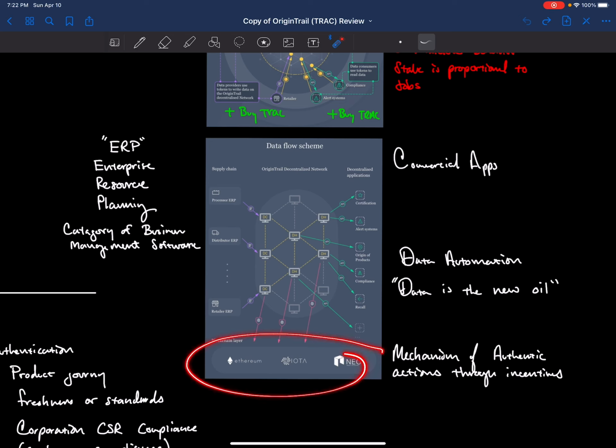So you have blockchains. Why the data is not stored in the blockchain.